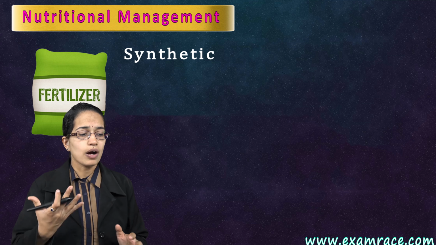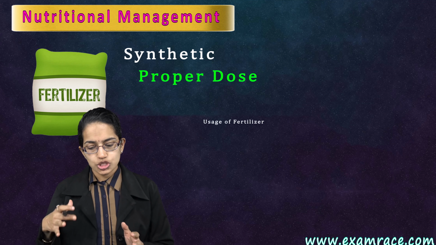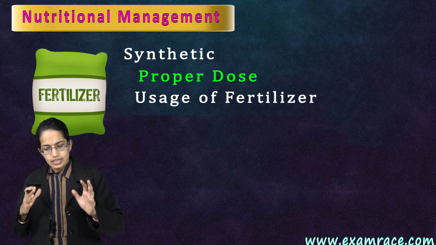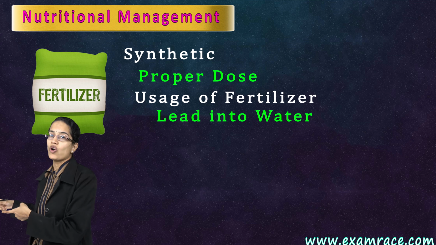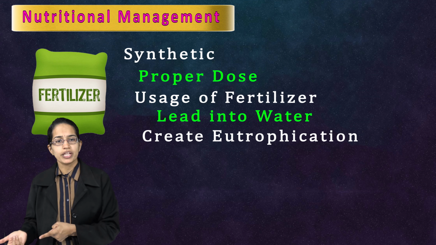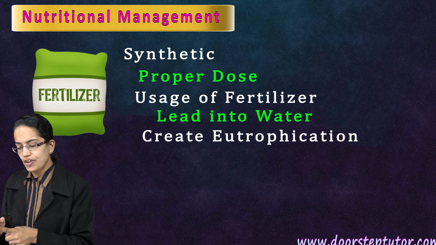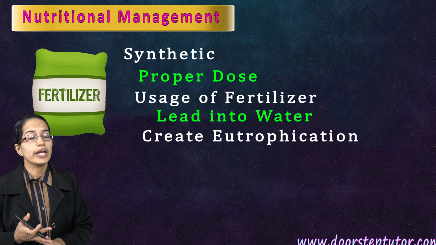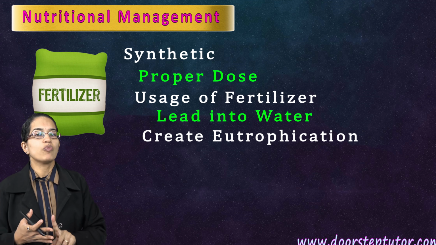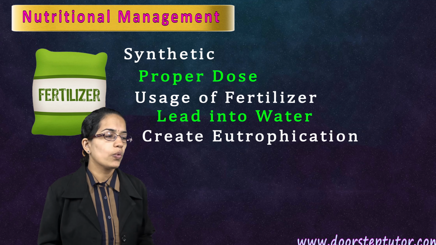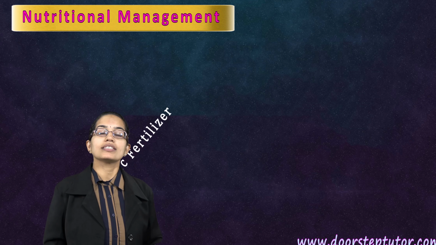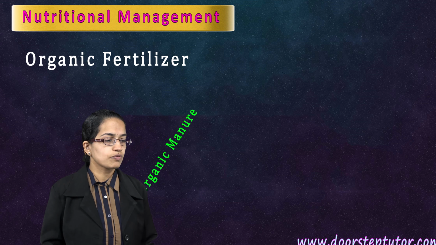We are also talking about the proper dosage and usage of fertilizers. They definitely lead into water and create eutrophication in the water environment, as we have seen in the other lectures. So those are affecting the water as well as the soil negatively. So what we are giving a thrust to now is organic fertilizers and organic manures.